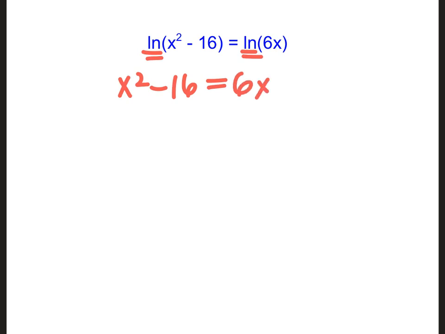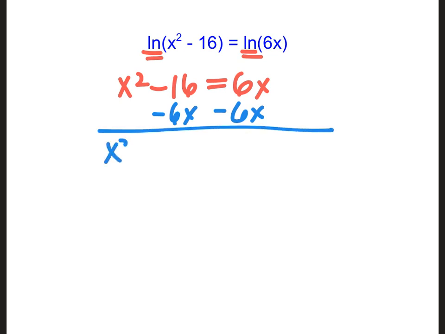Now at this point, it just becomes an algebra problem like we've been doing all year. So I need to move everything to the same side. I'm going to go ahead and subtract 6x from both sides. When I do that, we get x squared minus 6x minus 16 equals 0. Now at this point, to solve that equation, I have to do slide and divide, or I have to do the x method.